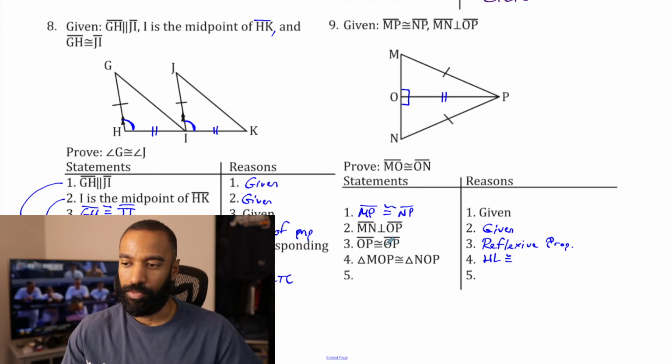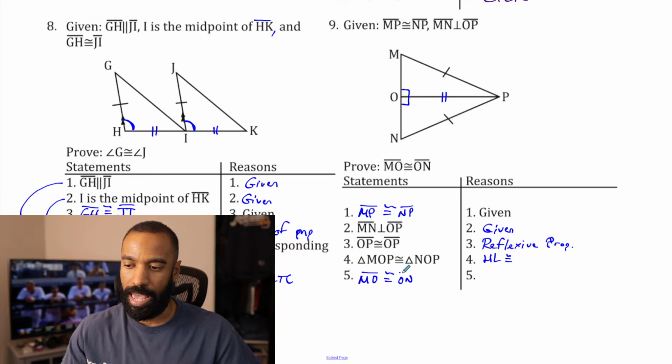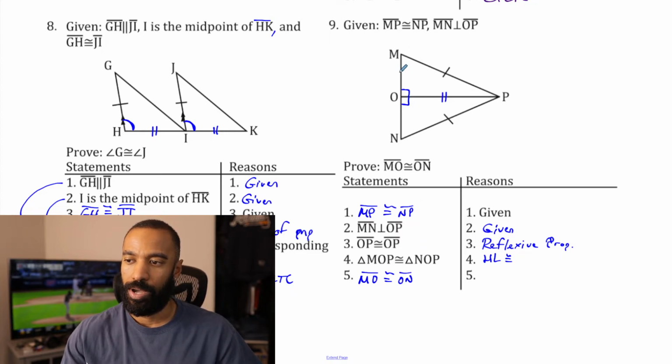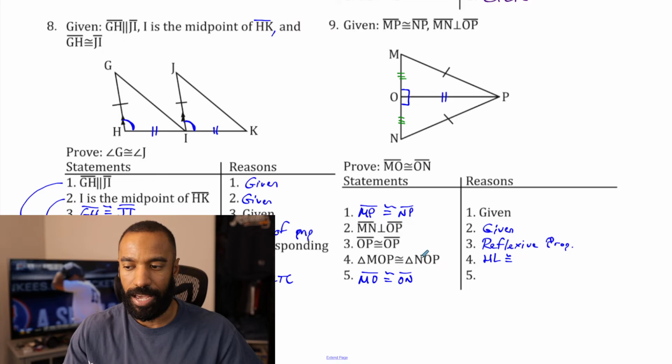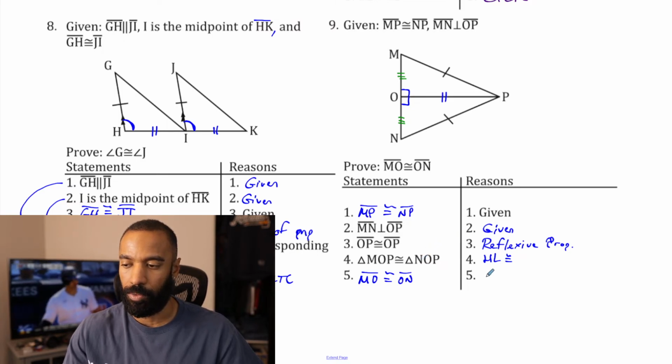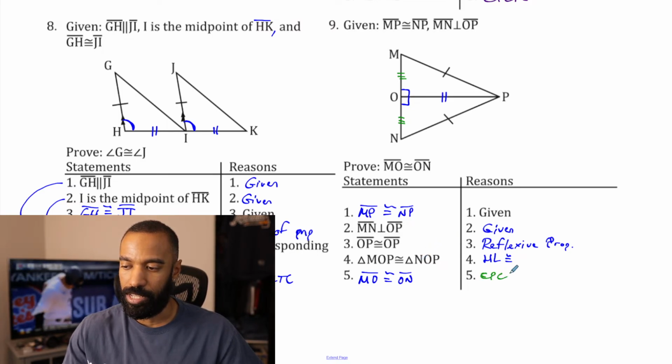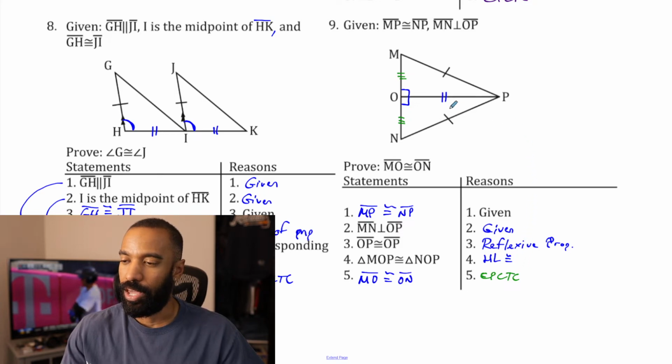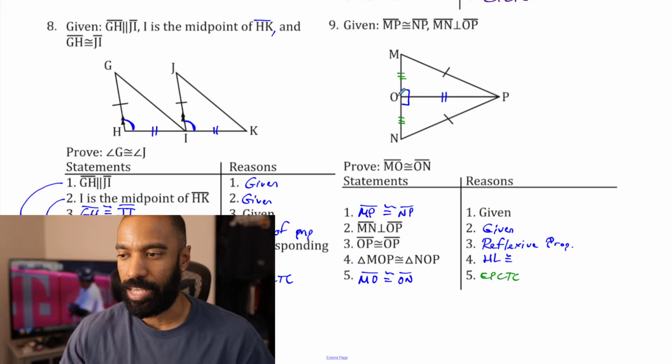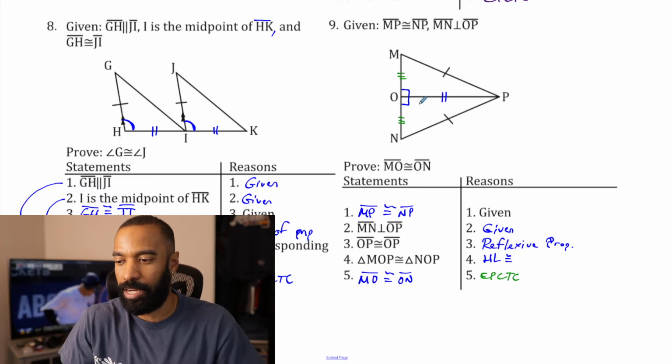Lastly, we have to prove that segment MO is congruent to segment ON. That was MO and ON right here. That is CPCTC. If you look at MO and ON, they are the first and second letters respectively. I know they probably should have said NO. That's what I would have done. But that is CPCTC right there. And again, that's something where you could say, therefore, O is the midpoint of segment MN and things like that.